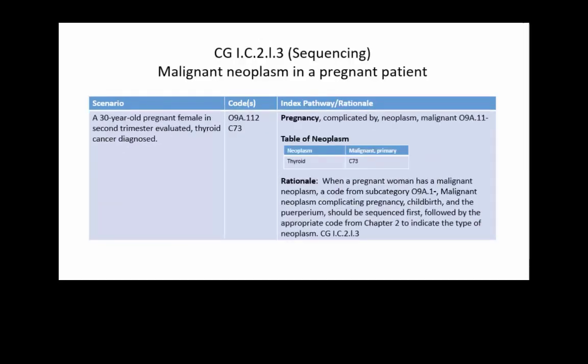This guideline has to do with cancer in a pregnant patient. I've given you an example here. We always would use that 09A.11, and then your 6th character in this case is your trimester. The number 2 indicates the 2nd trimester. And then I've given you there the guideline.